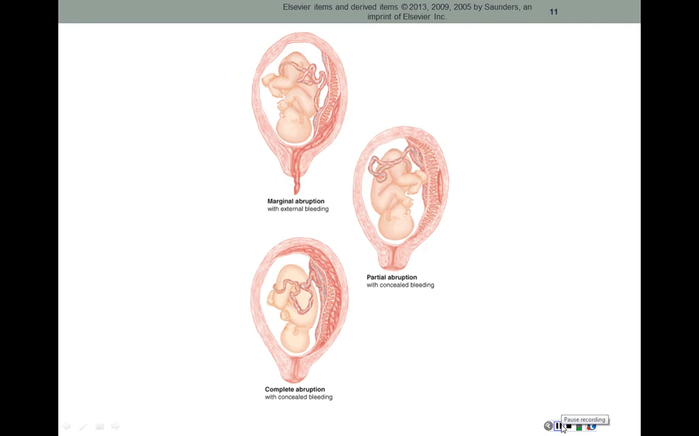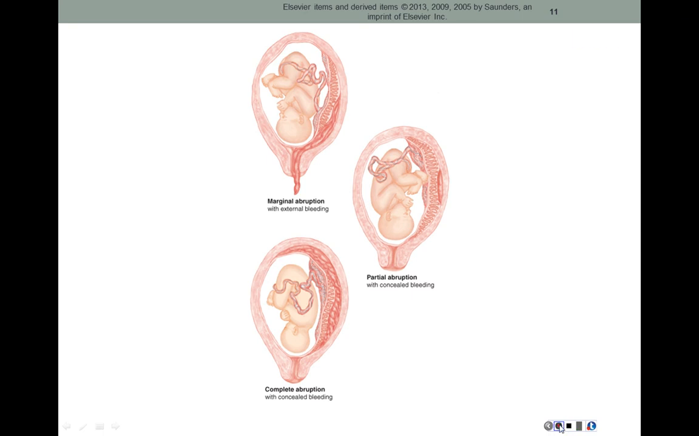Okay, so this just shows you some of the abruptio placentae. You can see with the marginal, we have some external bleeding. With the partial, you may have concealed bleeding. And then with the complete, you could have concealed bleeding as well. So we would have to look for those symptoms that are more abdominal in nature, the pain, the tenderness, things like that.